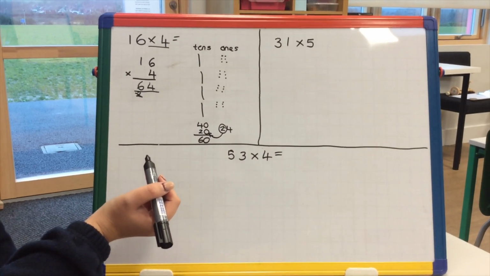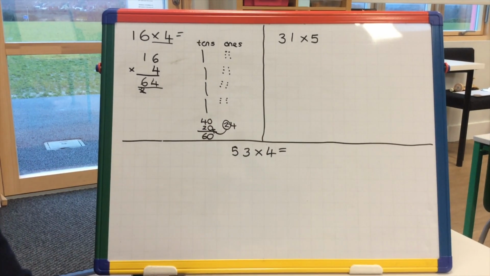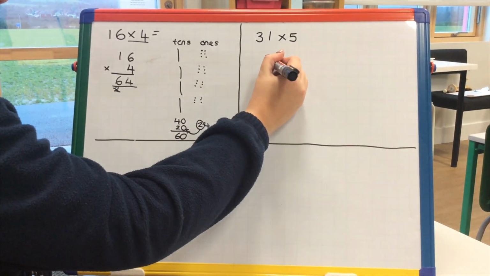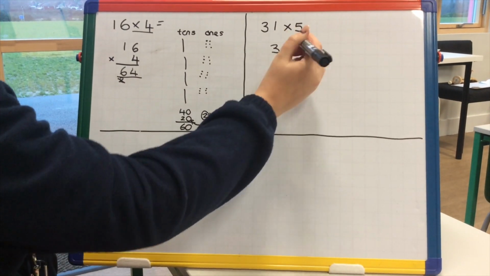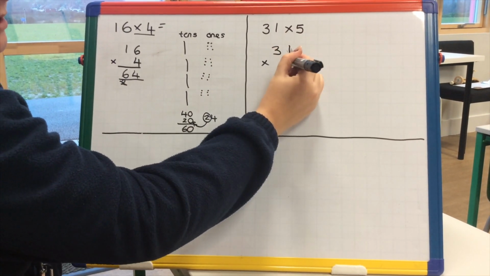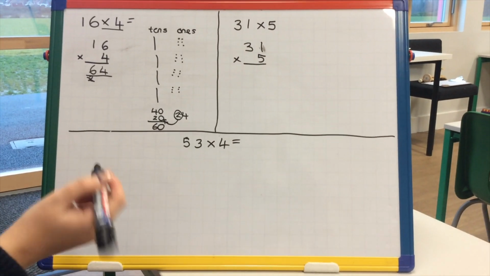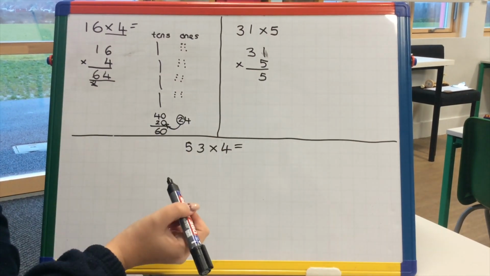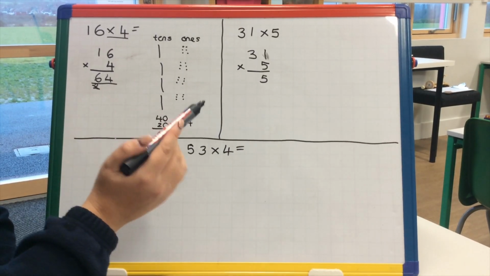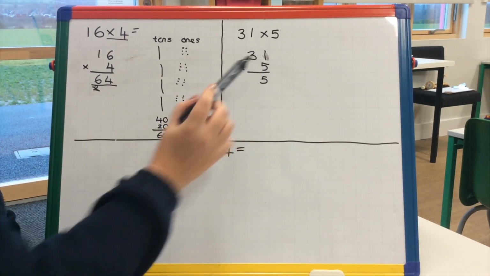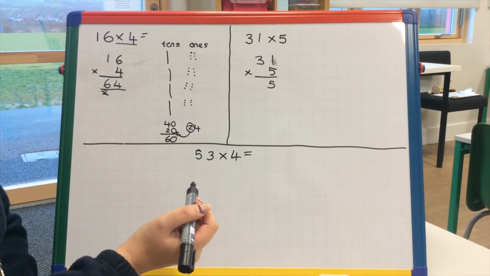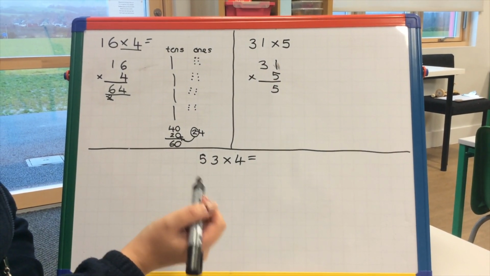Okay, now let's try our 31 multiplied by 5. So again, same thing, we set it out 31 multiplied by 5, 31 times 5. Start with our ones, nice and easy. 1 times 5 is 5. Okay, this is where it starts getting a bit trickier. We've got 3 10s multiplied by 5. So we've got 3 times 5, which is 15.